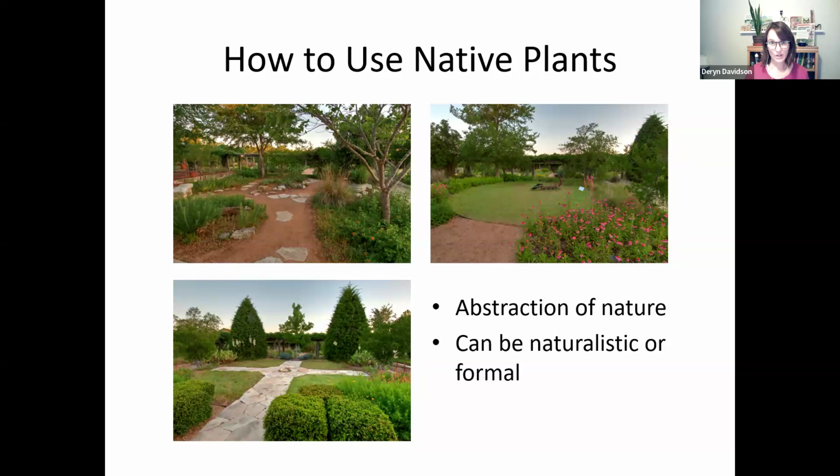But you can also do formal gardens. It's just all in how you design the garden. So the picture on the lower left has the strong geometry, lots of symmetry. So that's going to give a more formal feel. So they can be kind of messy and unkempt, or they can be more well-defined.